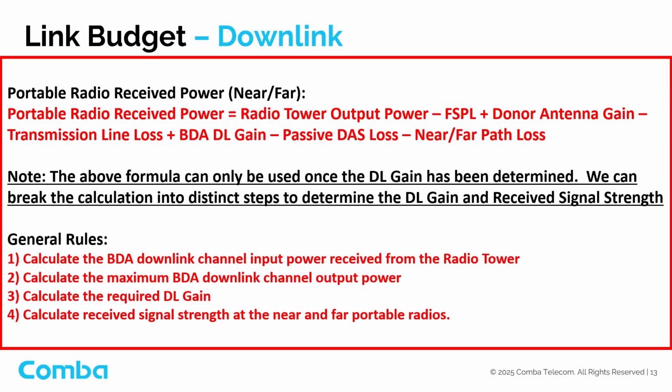To determine the downlink signal strength received by both the near and far portable radios, we will break the calculation into distinct steps. For this analysis, we'll assume the BDA downlink channel output power is set to its maximum rated value to achieve the strongest possible downlink signal. First, we calculate the BDA downlink channel input power. Next, we determine the BDA's maximum downlink channel output power. Using these values, we then calculate the required downlink gain needed to amplify the input signal to the maximum output level. Finally, we calculate the received signal strength for the near and far portable radios.